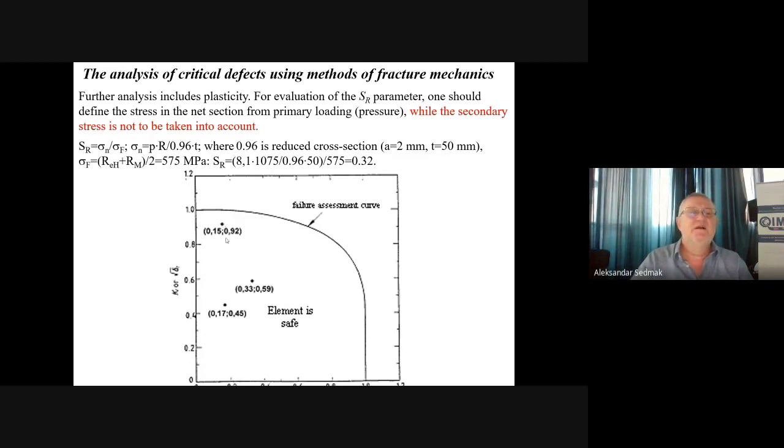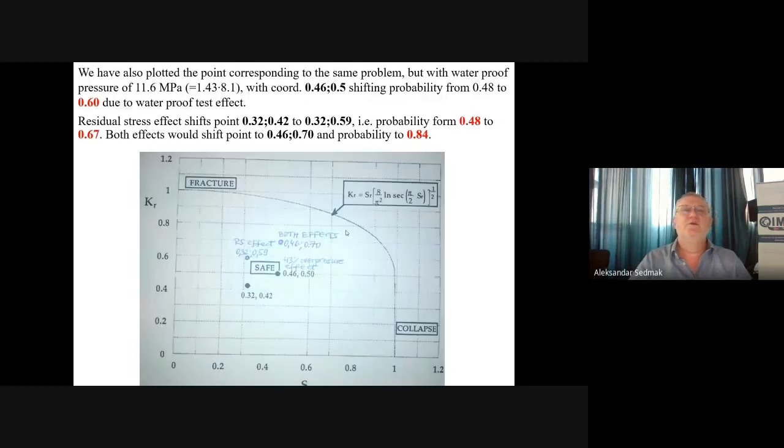Other two points are given here for other two defects. So now we also take into account yet another additional effect, which is very important, which is waterproof pressure.